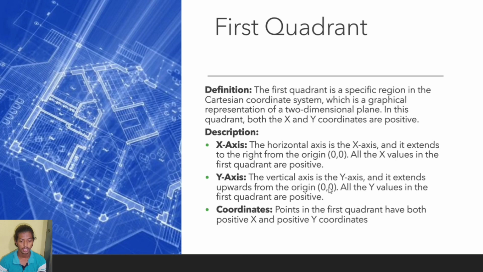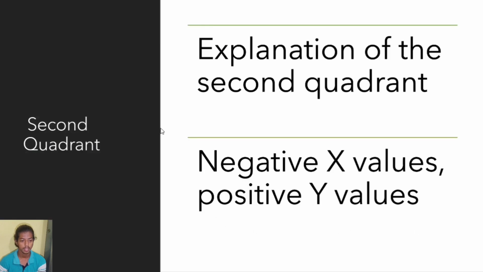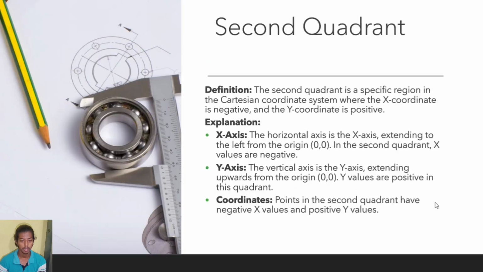Y-axis. The vertical axis is the y-axis and it extends upwards from the origin 0, 0. All the y values in the first quadrant are positive. Coordinates. The points in the first quadrant have both positive x and positive y coordinates. Second quadrant. Explanation of second quadrant. Negative x values and positive y values.